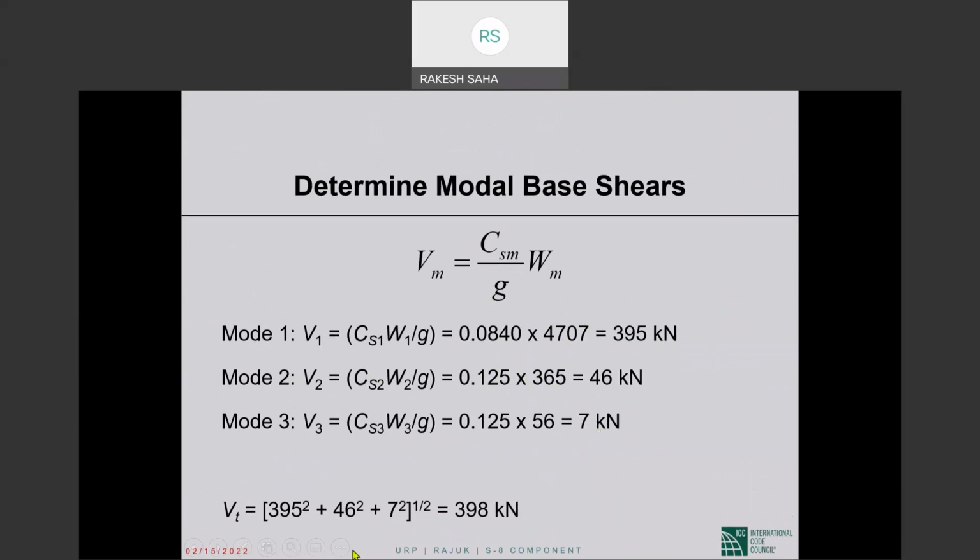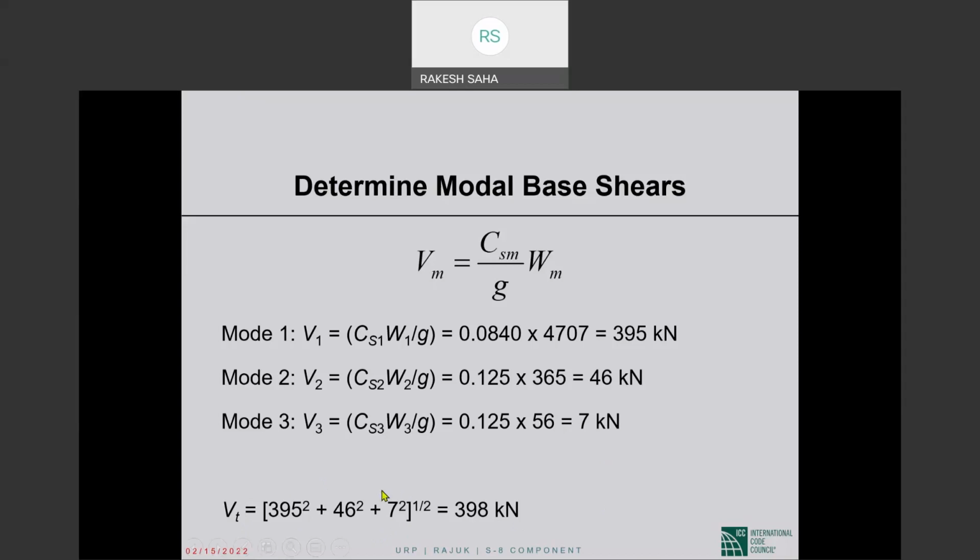The dynamic base shear, as it is called, the square root of the sum of the squares of the three, comes to 398 kilonewtons. Okay, we now have to figure out if it is smaller than 85% of the static base shear.